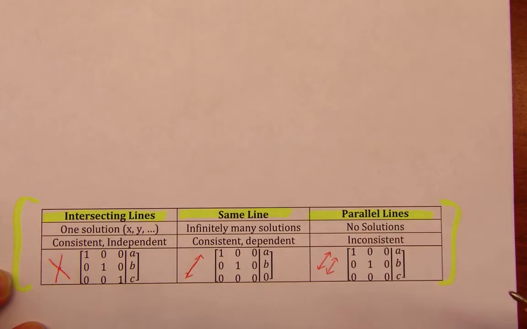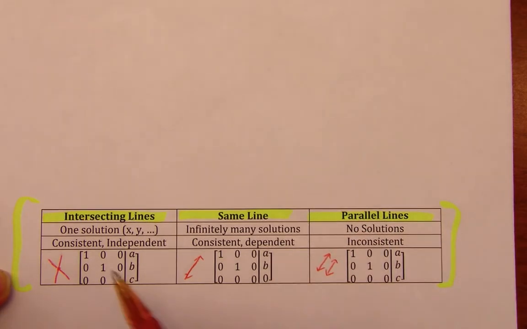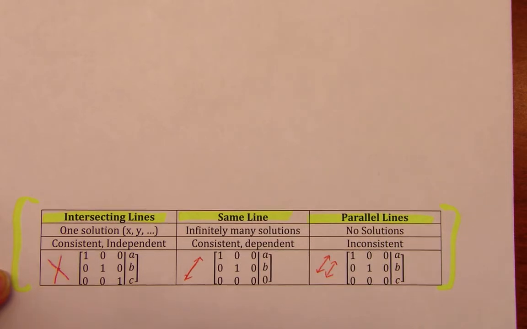Well, we can have the same thing with a system of equations in 3 variables or 4 variables, and we want to look at how it happens in a matrix. So intersecting lines are like what we were seeing in 8-1, where we got exactly one solution with however many variables. It's consistent and independent, and we were able to get it into this reduced row echelon form.